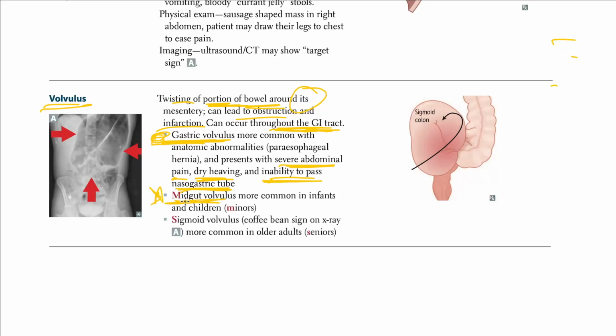Let's talk about midgut volvulus. More common in infants and children, minors, midgut for minors. Sigmoid volvulus, coffee bean sign on the X-ray, more common in older adults. So look at the coffee bean sign here. Yeah, coffee bean sign. So midgut, minors, sigmoid, and seniors. And this sigmoid is going to give you the coffee bean sign. Okay.